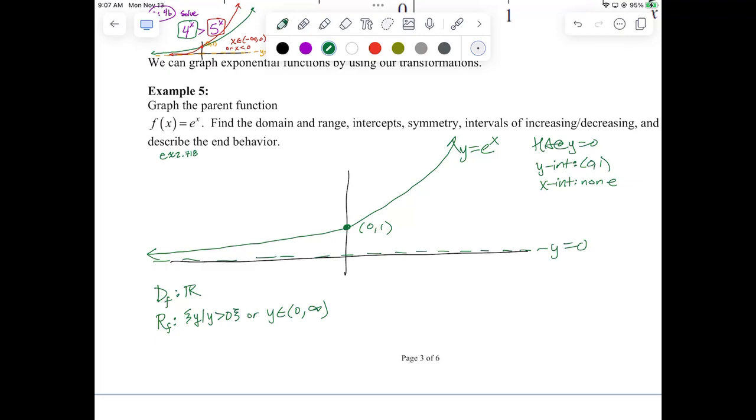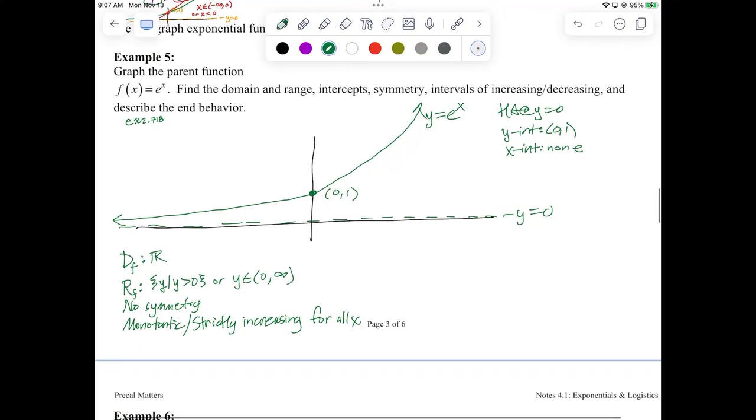Any symmetry? No symmetry. Good. There's no y-axis symmetry. There's no origin symmetry. Intervals of increasing or decreasing. I'm going to say that this one is monotonic or strictly, that's the other word we use, monotonic or strictly increasing for all x. That means over its entire domain of all real numbers. And then the end behavior. Let's go ahead and write that off to the side here.